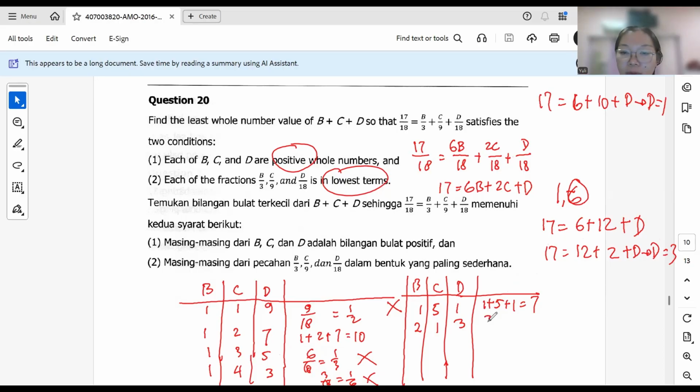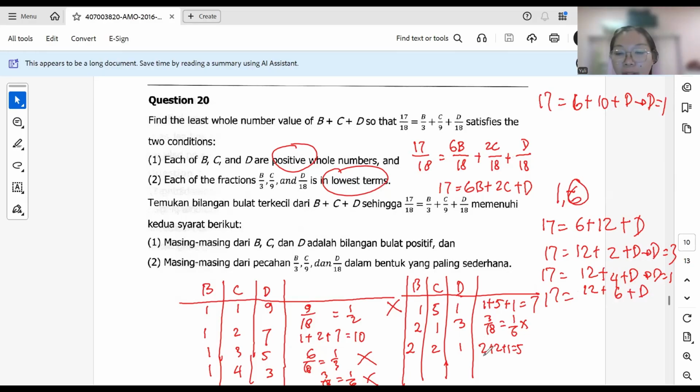3 cannot, because 3, 18. We try 2. So D is 1. Okay, BCD, for this part, BCD is 2 plus 2 plus 1 is 5. Can it be 3? 12 plus 3 times 2, 6. Okay, cannot. This one cannot.